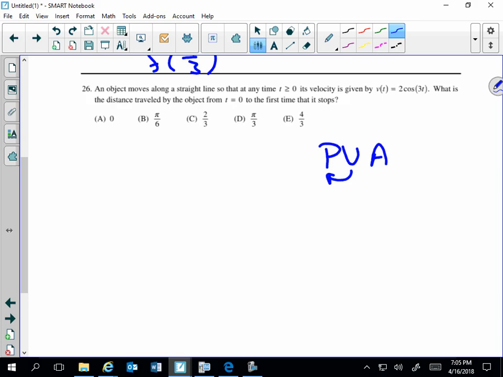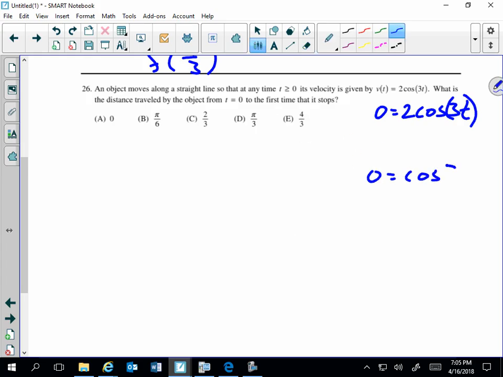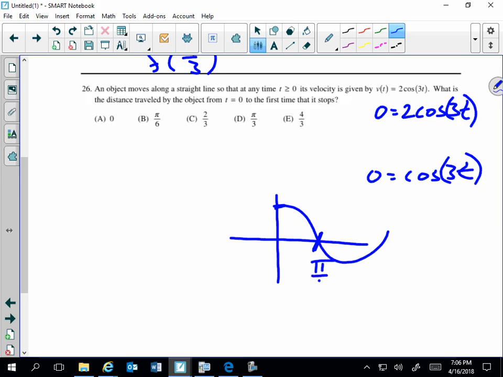I do need to worry about where my velocity is 0. Where is the first time that that's going to be 0? Divide by 2. Where is cosine 0 first? I can do it on a unit circle, or I can do it on my curve. On my curve, cosine starts at 1, and it's 0 right here. What is that t value right there? Pi over 2, right? Those of you who like unit circle, it starts at 1, and it's 0 up here at pi over 2.